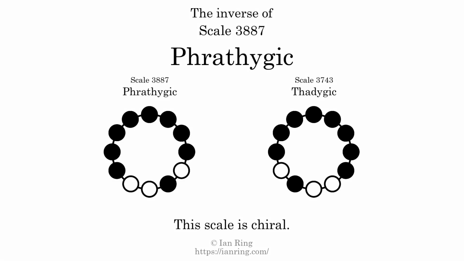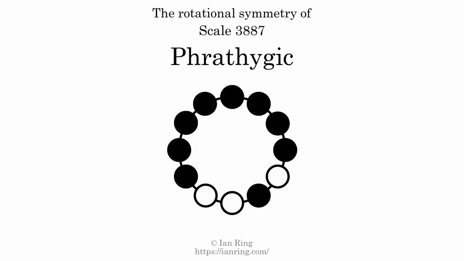The inverse of a scale is a mirror image. It is what you get when the sequence of intervals is reversed. The inverse of this scale is scale 3743, also known as Phrathygic. This scale is chiral. It cannot transform into its inverse by rotational transformation. This scale has no rotational symmetry.